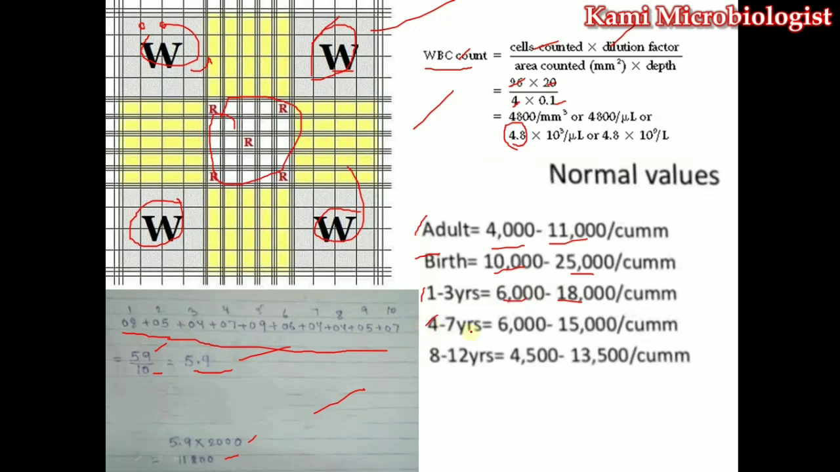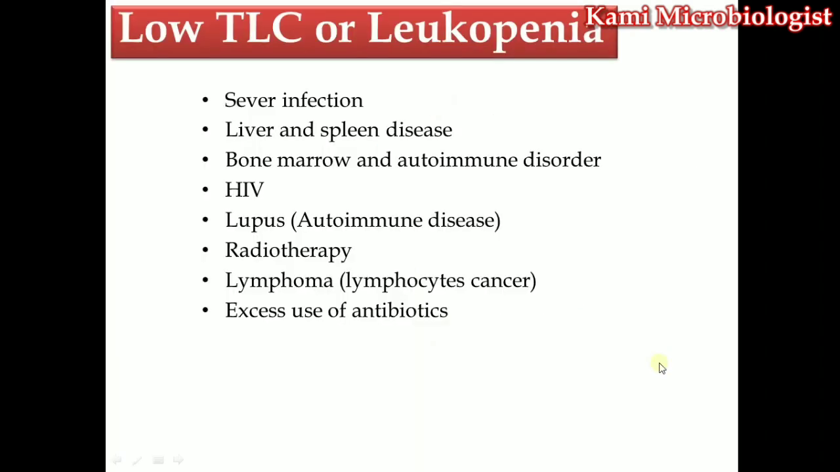At the age of 4 to 7 years, we have 6,000 to 15,000 white blood cells. At the age of 8 to 12 years, we have 4,500 to 13,500 white blood cell count. Now, in what condition does the white blood cell count decrease? Remember guys, when the white blood cell count decreases, that condition is called leukopenia. It means if the white blood cell count decreases below 4,000, the condition is called leukocytopenia.